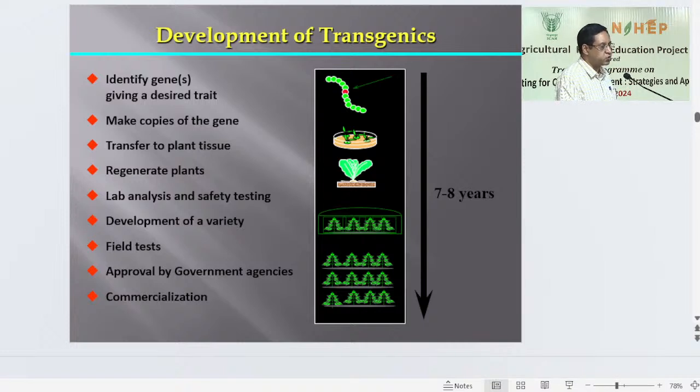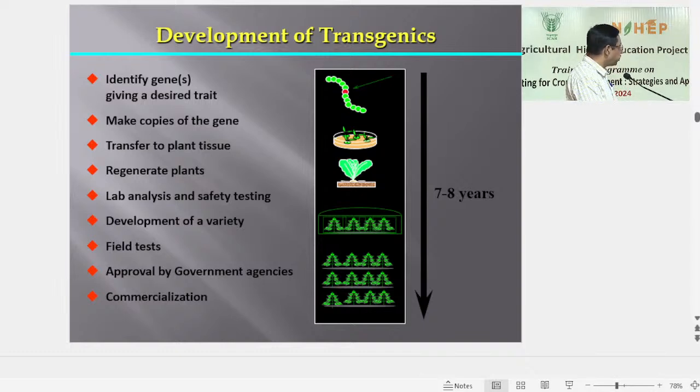Probably by the time you start the experiment, you end up with a real transgenic plant which can be released. Of course, within big inverted commas, it's a long drawn process. It can take 7 to 8 years. There is no shortcut. Okay, but now we talk of speed breeding and all. So some data on transgenic crops. Okay, I would move to the major one.